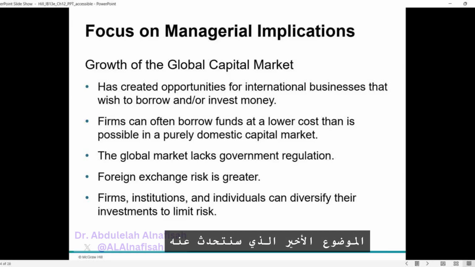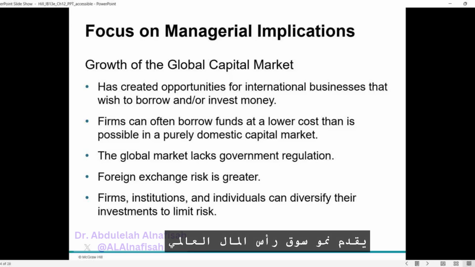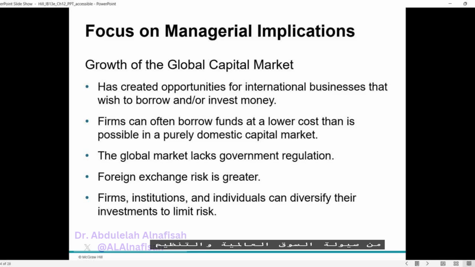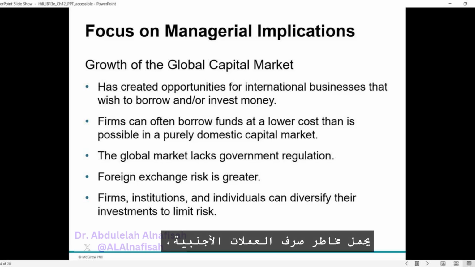The last topic we will talk about is managerial implications for growth of the global capital market. The growth of the global capital market presents significant opportunities for international businesses to borrow and invest. Firms can access lower borrowing costs in the global market compared to domestic markets, regardless of whether they use equity, bonds, or loans. This cost advantage arises from the global market's liquidity and minimal government regulation. However, borrowing in foreign currencies carries foreign exchange risk, which can offset these benefits.